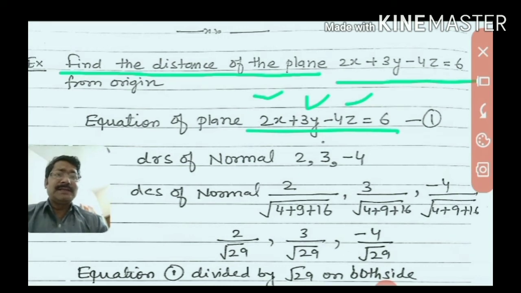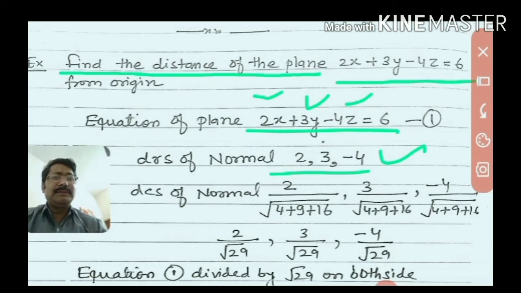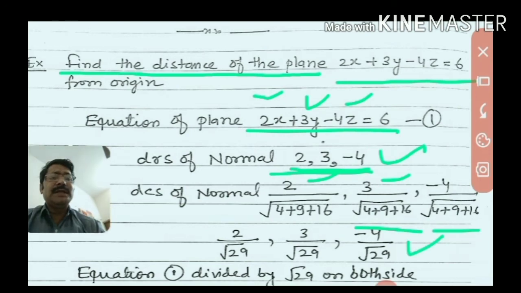So you will write here the direction ratios of the normal, that is 2, 3 and minus 4, and these direction ratios you have to change into direction cosines. We already did how to change direction ratios into direction cosines in a previous topic. We can write 2 upon root of 4 plus 9 plus 16, which we get by squaring: 2 square plus 3 square plus minus 4 square. Similarly 3 upon root of 4 plus 9 plus 16, and minus 4 upon root of 4 plus 9 plus 16. That gives 2 upon root 29, 3 upon root 29, minus 4 upon root 29.